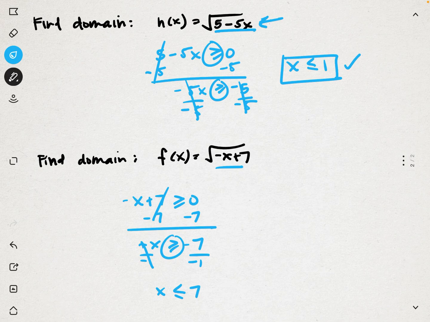You can go back and check. If I plug a 7 in there, negative 7 plus 7 is 0. That's fine. Now let's take a number less than 7. I like to use 0 if I can, and 0 is definitely less than 7. If I plug a 0 in there, 0 plus 7 is 7. And we're still good because we have a positive number inside of our square root. So we're good.